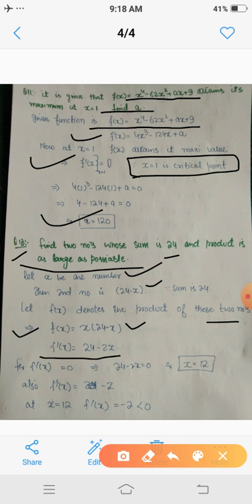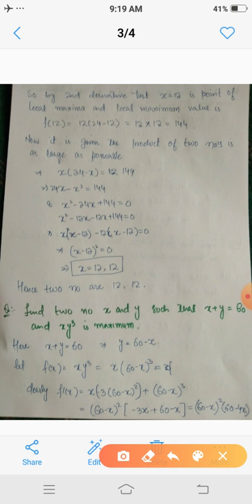So using second derivative, f dash of x equals to 0, which implies that 24 minus 2x equals to 0, which implies that x equals to 12. So this means that x equals 12 is the critical point. Also second derivative f double dash of x is minus 2. So at x equals to 12, f double dash of x is minus 2, which is negative, which is less than 0. This means that x equals 12 is, by second derivative test, the local maxima, and the local maximum value is this f of 12 equals to, substituting in f of x, 144.